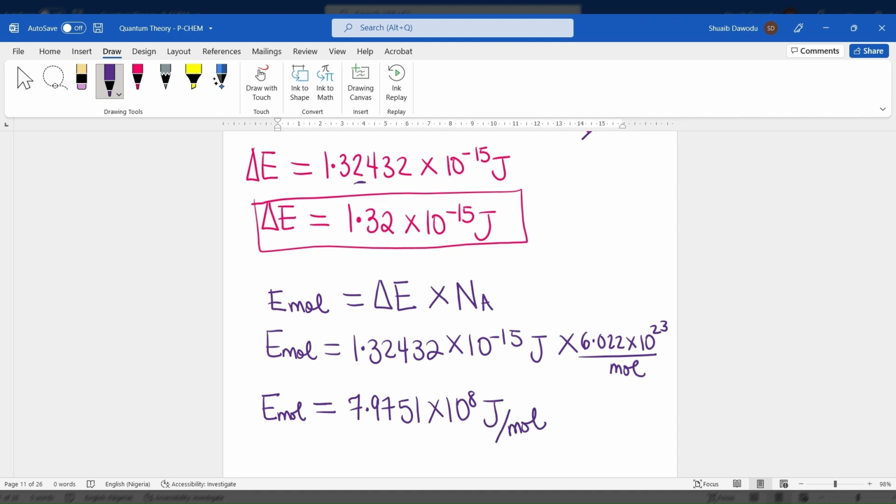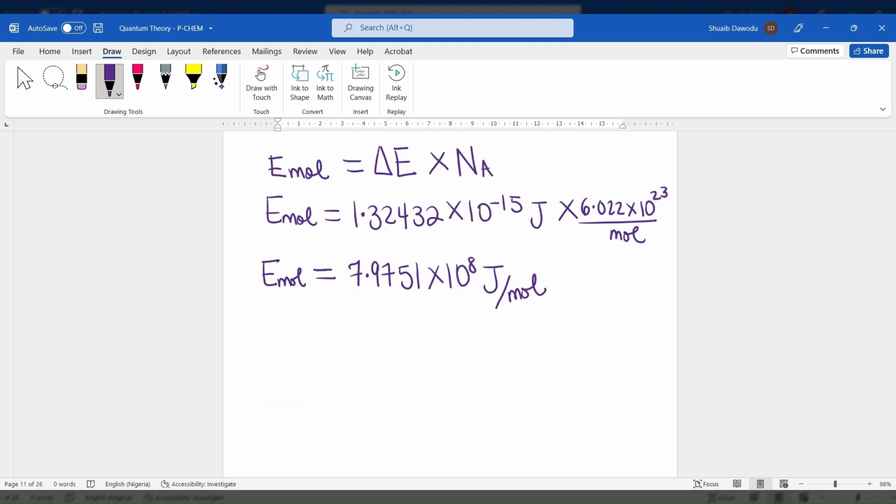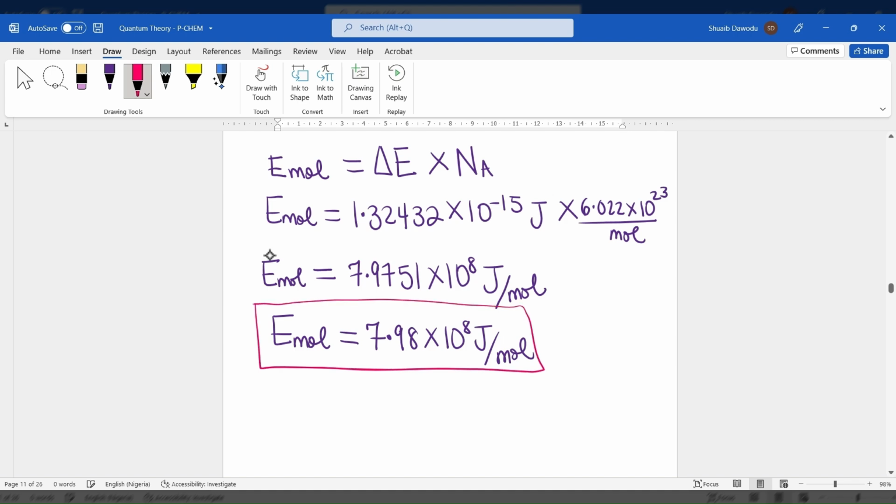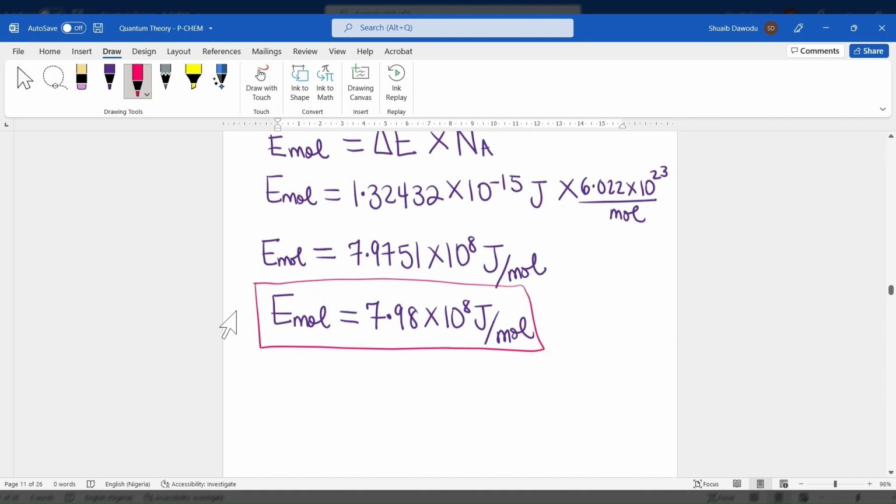Now again, we're chemists. We're going to put it in the proper number of significant figures. So energy per mole is simply going to be 7.98 times 10 raised to the power of 8 joule per mole. And this is basically the answer to the question of the 150 picometer wavelength.